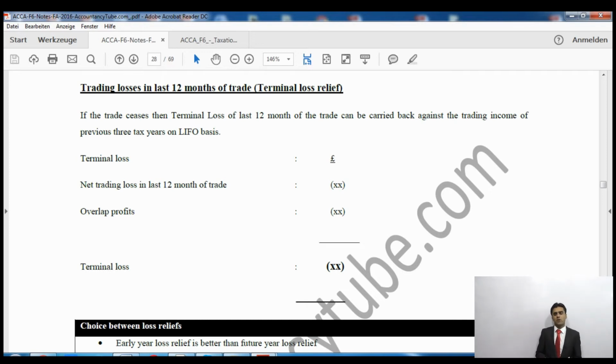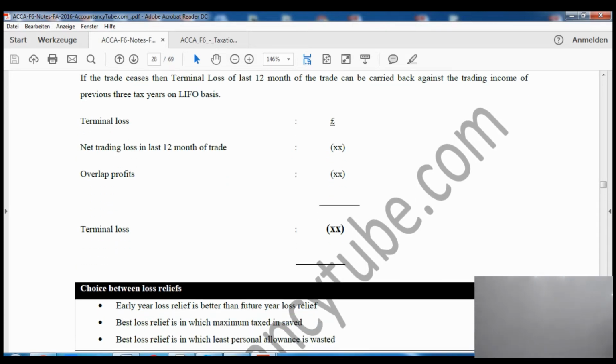Now, what happened is that because you have ceased the business, you have been working fine, but in the last year you incurred some losses, and then you decided to cease your business. If you have any losses in the last 12 months of the trade, that is called terminal loss. Right? Now, if the trade ceases, then terminal loss of the last 12 months of the trade can be carried back against the trading income of the previous 3 tax years on LIFO basis. Please remember, because it is last 12 months of the trade.